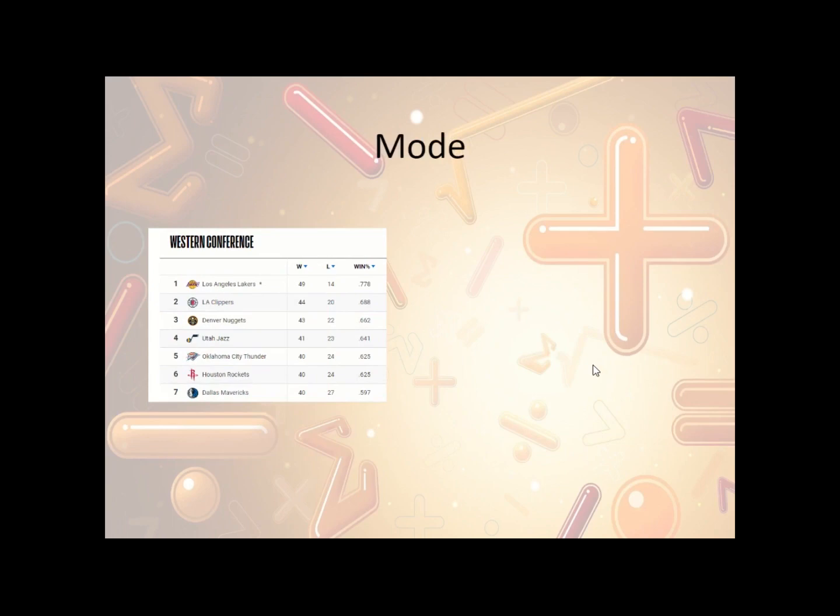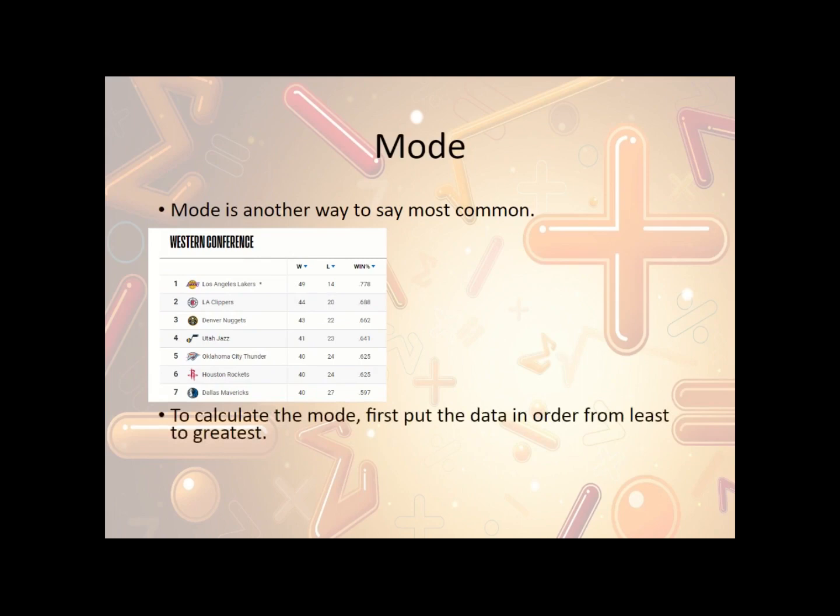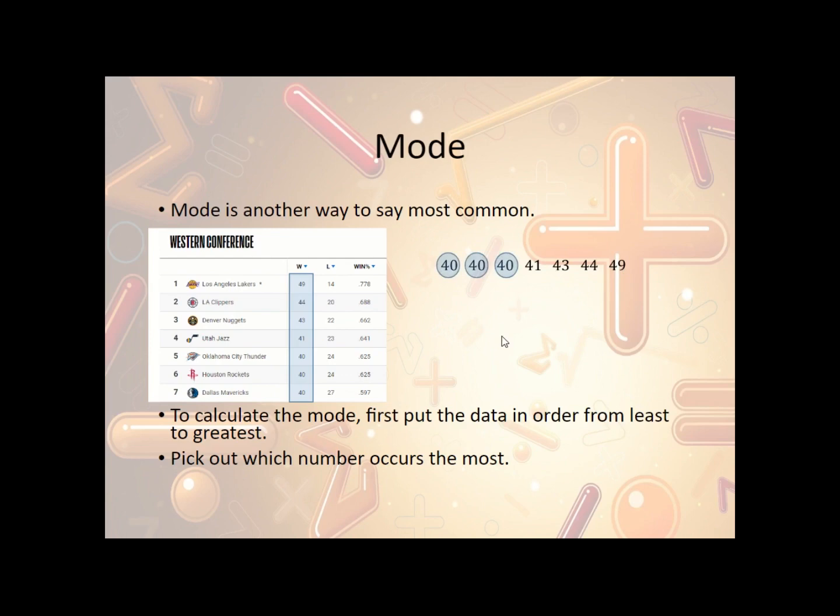Now mode. Mode is the most common. So it's the number that comes up the most often. So we put them in order from least to greatest and then find the number that occurs the most. So we take our win total again. There we go, 40, 40, 40, 41, 43, 44, 49. Well, we can see that 40 occurs 3 times, 41 occurs once, 43 occurs once, 44 occurs once, and 49 occurs once. So the only one that occurs multiple times is this one. So 40 is my mode.